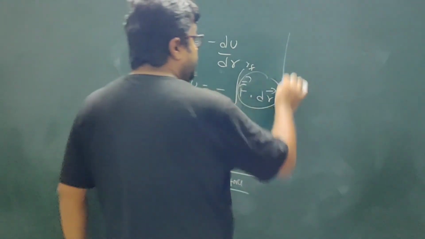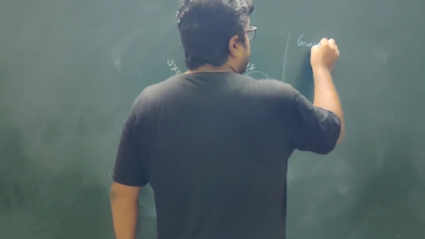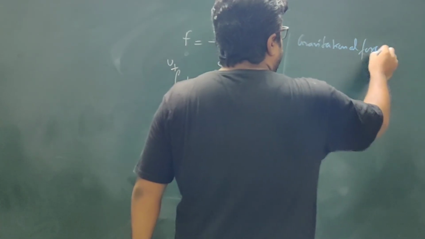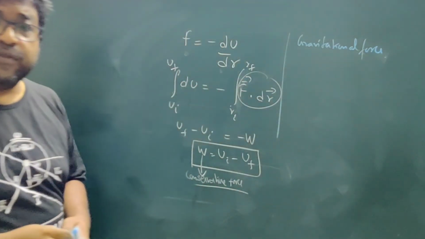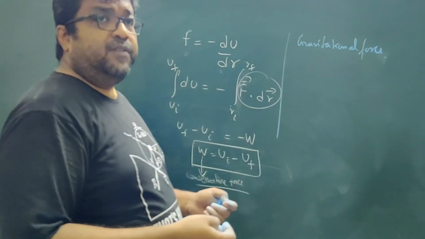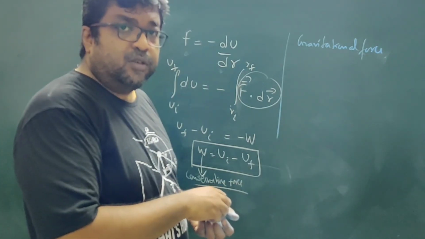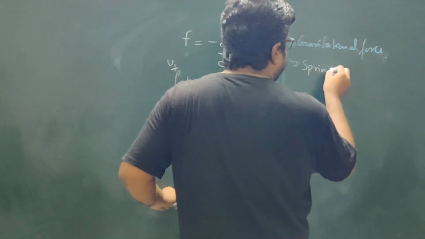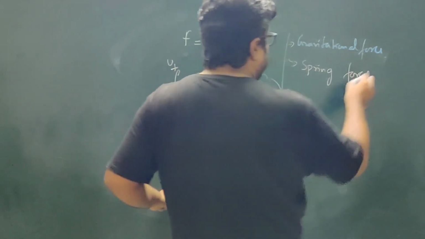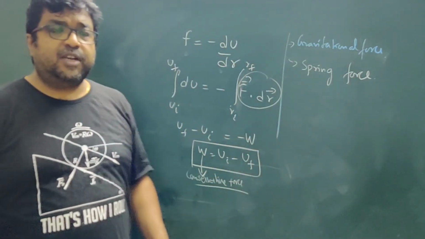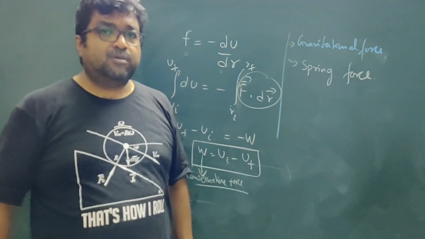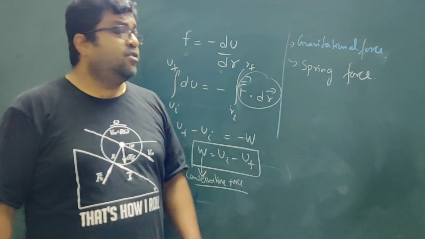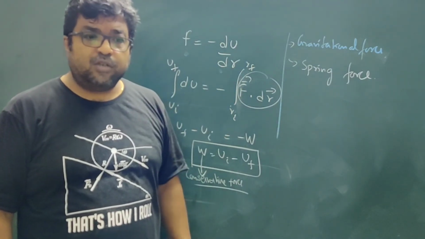One is gravitational force, it is a conservative force. Another type of conservative force is the spring force. Spring force is also a conservative force. In class 12 we will study electrostatics and Coulomb's law, which we have already studied, so that is also a type of conservative force.